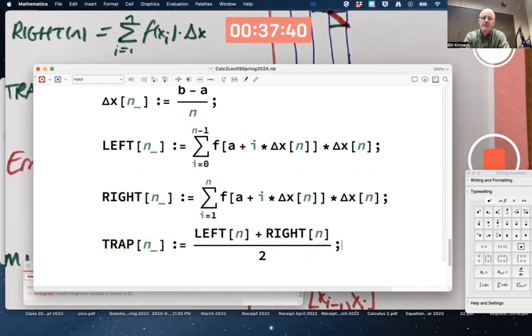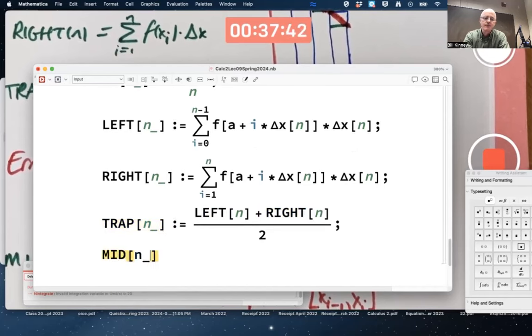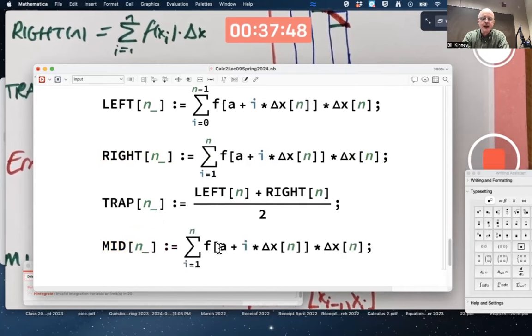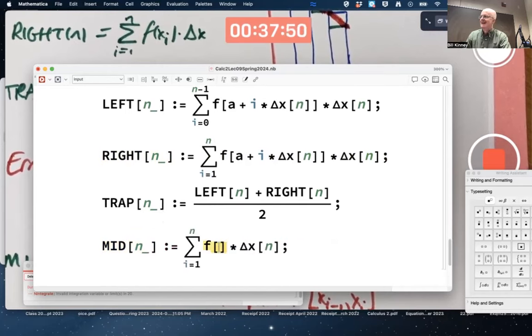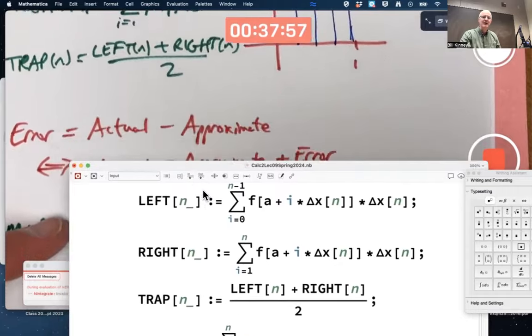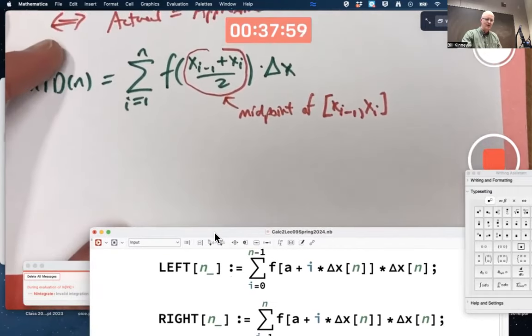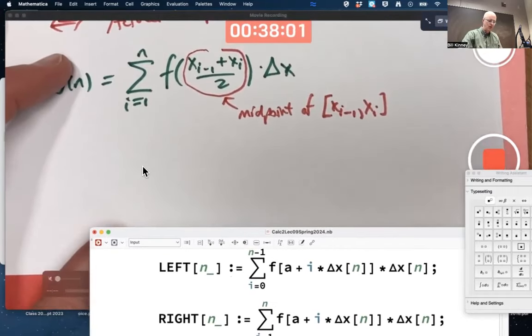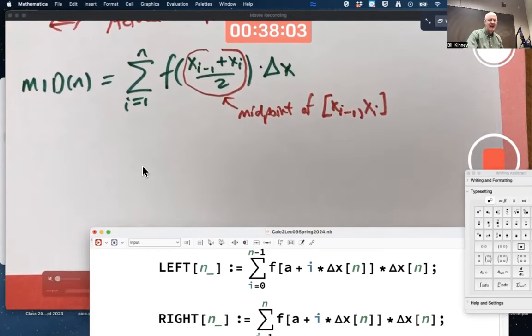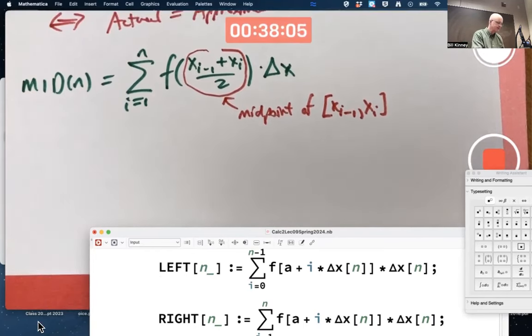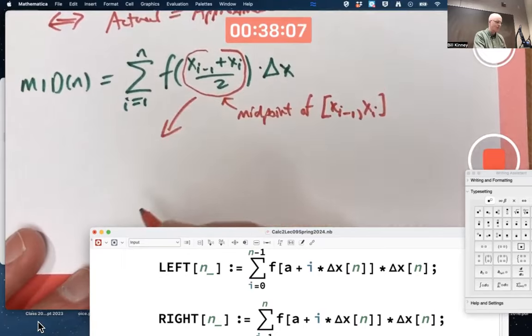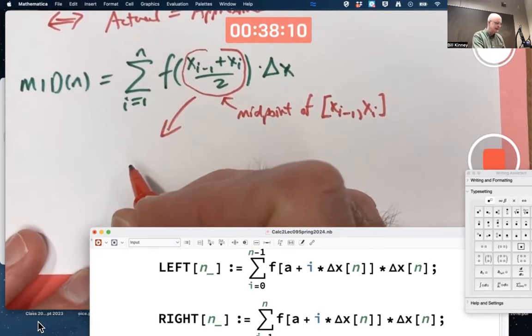Let's also program the midpoint one now. Copy and paste this, but then make appropriate changes. I need to change what goes inside there. I did this with the first class. I'll do it again with you. You actually can write that midpoint in terms of a and delta x. I think it's worth doing once. Not that you always have to do this.